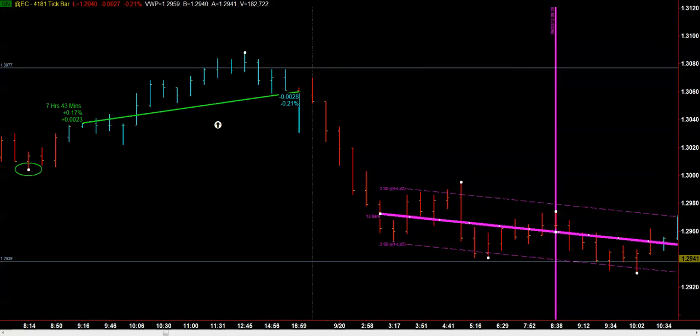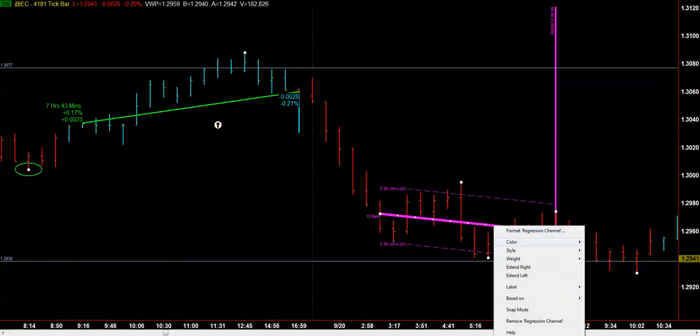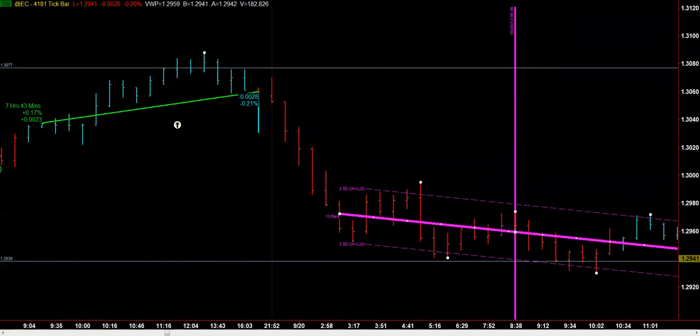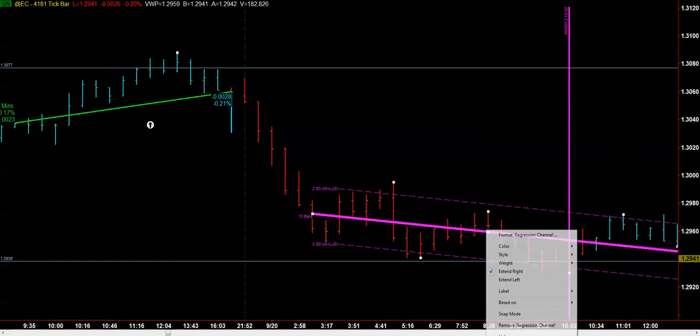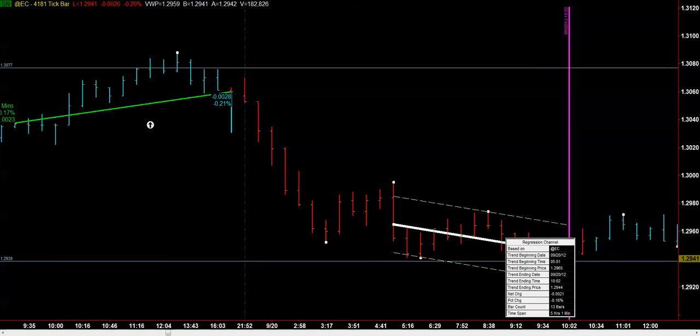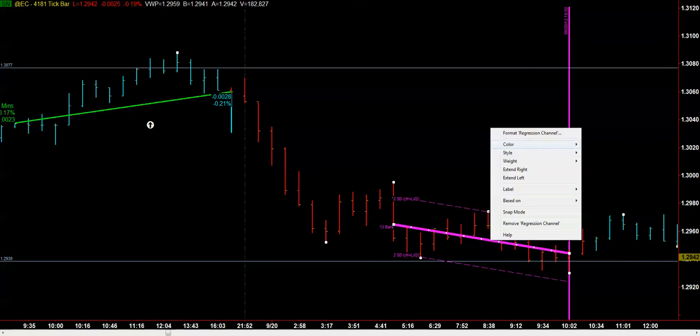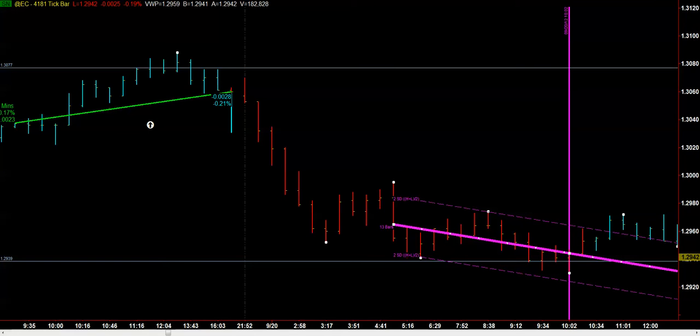If I were to take off the extension, you'd see it stops there. So we stop the train, extend it right until the next anchor, which is here. Extend. And there's our exit. So we move from here, there's our entry, and there is our exit.